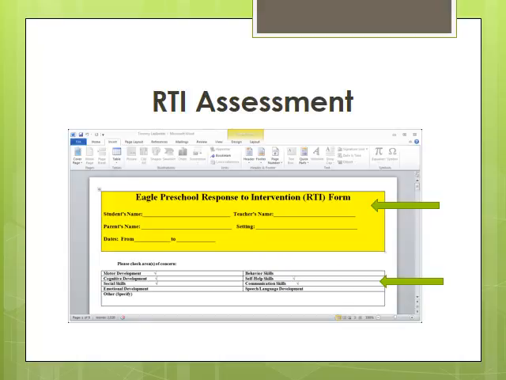Here you will see a sample of the first page of our Eagle Preschool Response to Intervention form. This is where you see the student's name, the teacher's name, parent's name, setting, and the date. The second arrow shows the areas of concern, which could be motor development, cognitive development, social skills, emotional development, behavior skills, self-help skills, communication skills, and speech and language development.